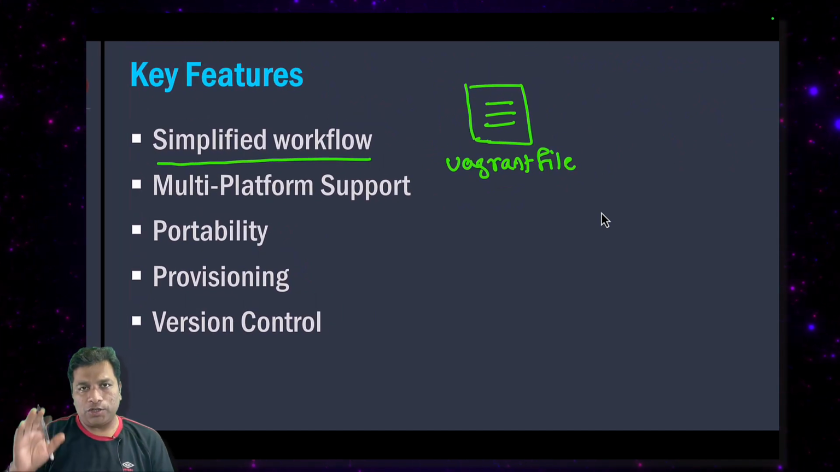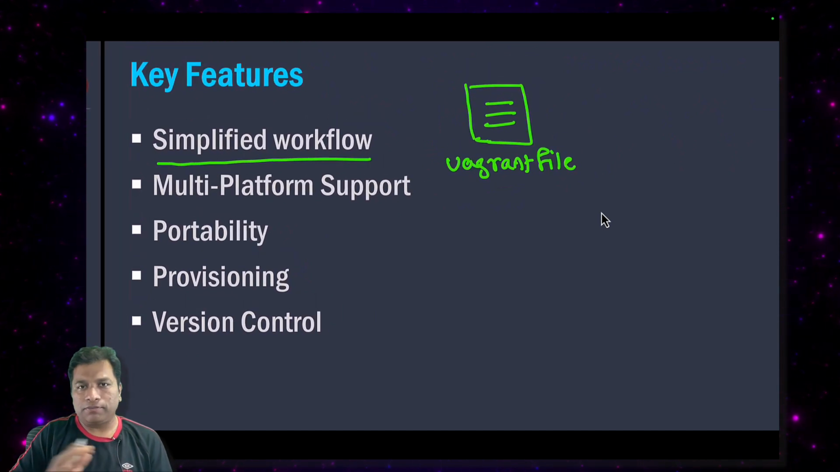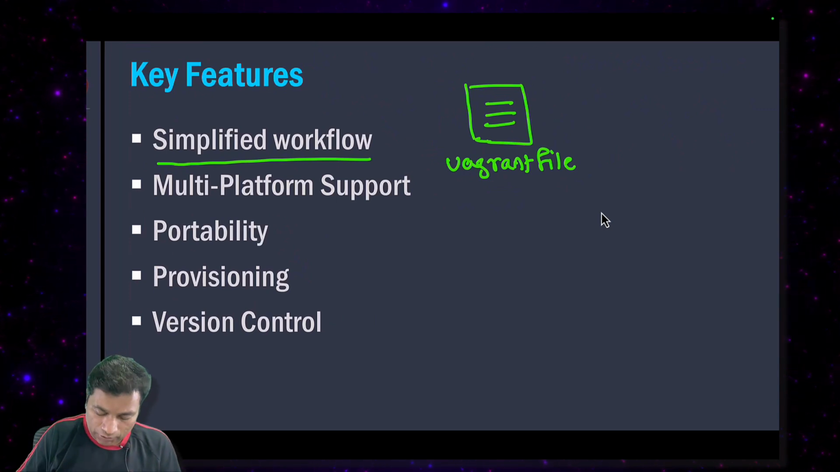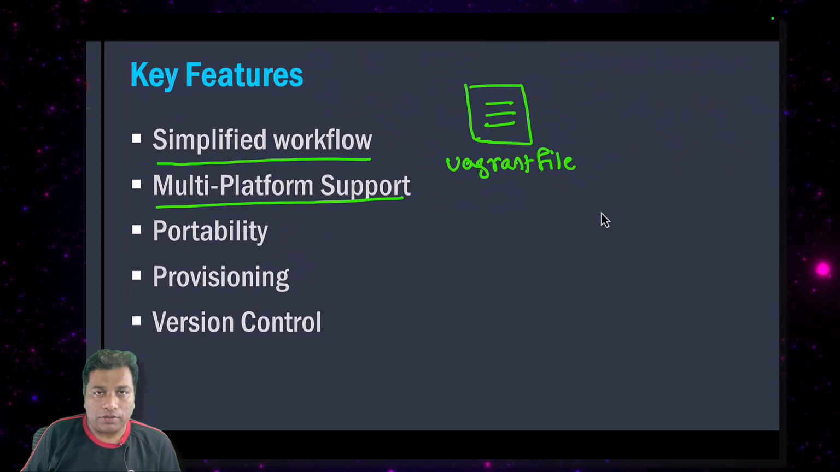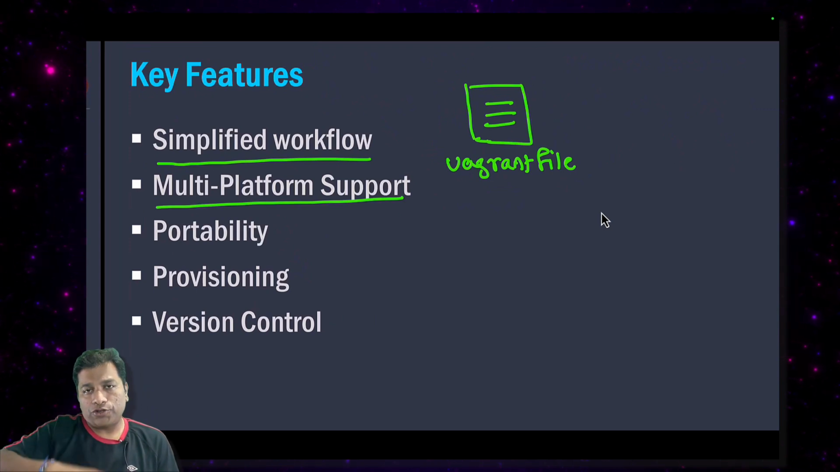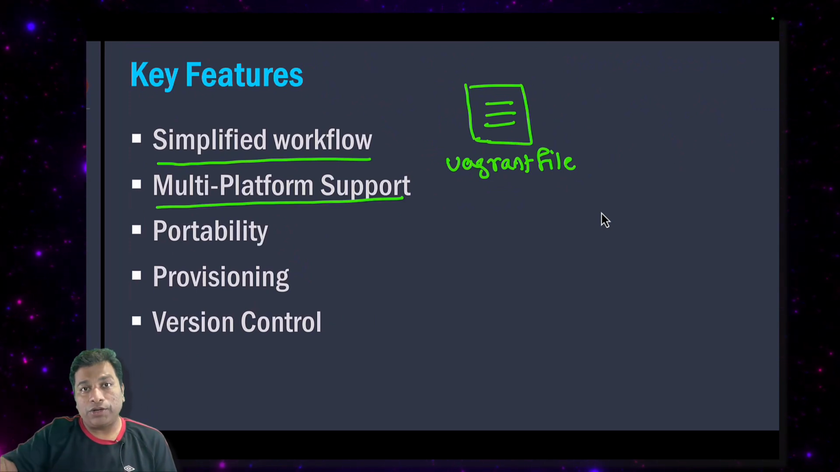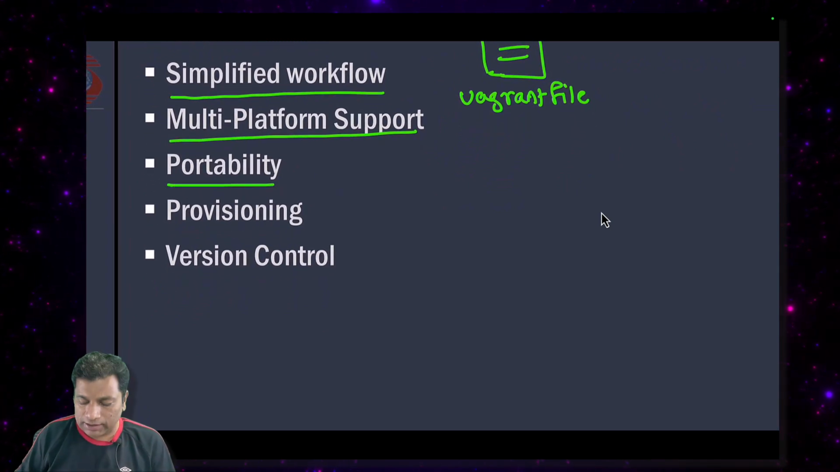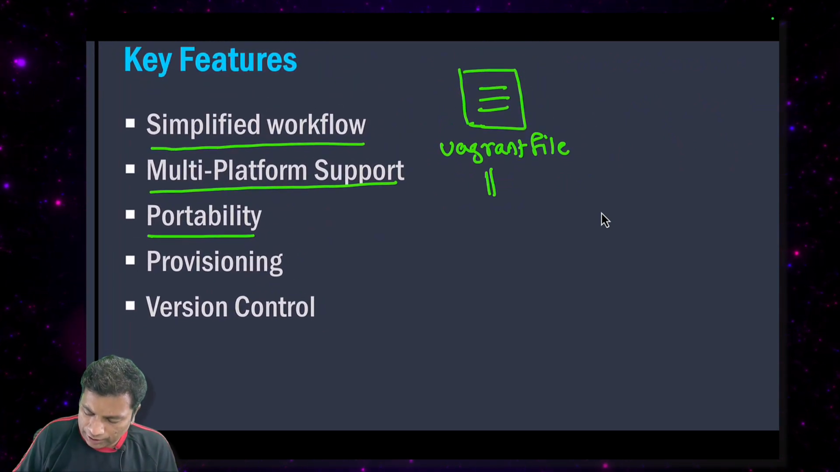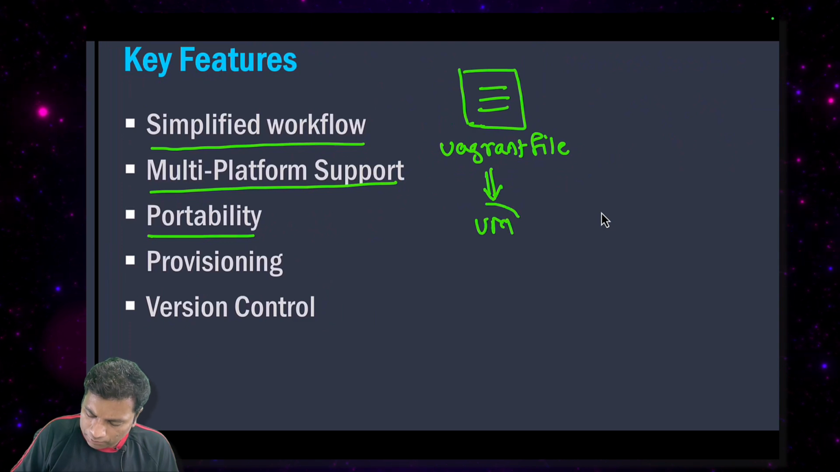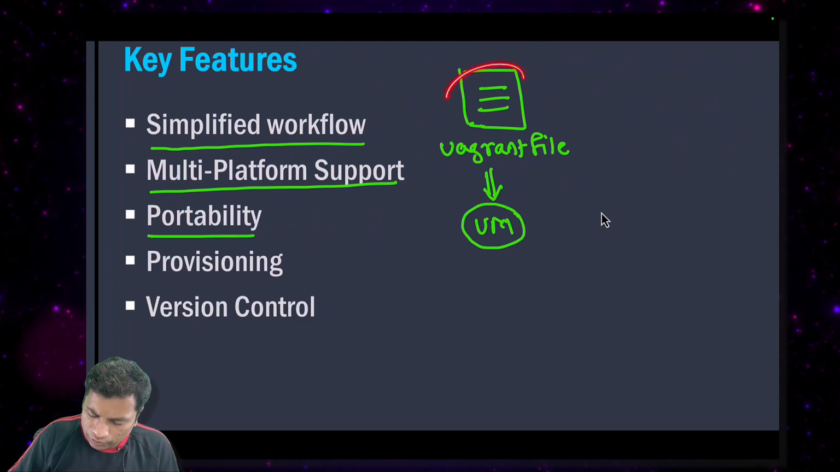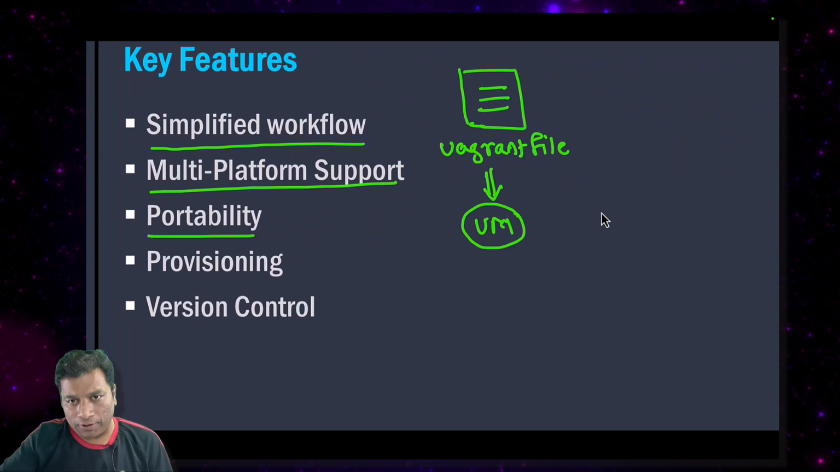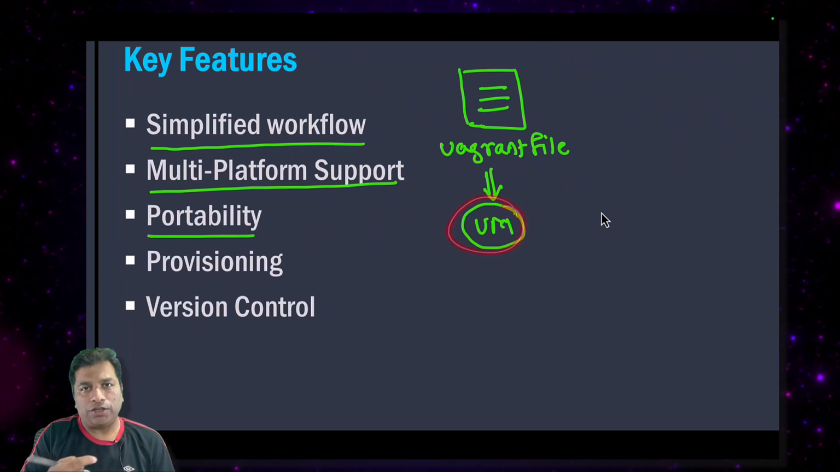Vagrant init, you specify the configuration, vagrant up, boom, you are going to get the virtual machine in a matter of minutes. Okay, multi-platform support. Yes, it can support virtual machines with Linux, and virtual machines with Windows also. Another good thing, it is portable. In a sense, if I use Vagrant and create the virtual machine on Mac, I can read this Vagrantfile on a Linux platform or Windows platform and create the same virtual machine using the Vagrant tool.